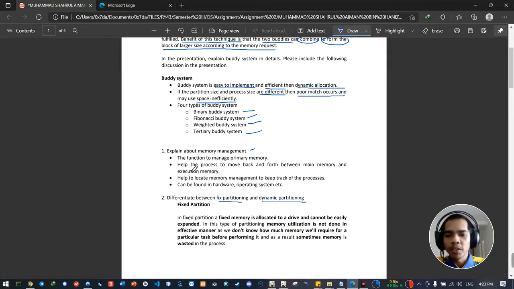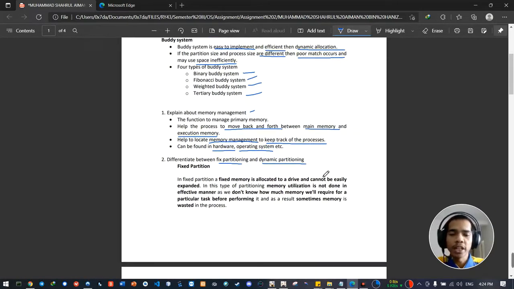Memory management is a function to manage primary memory, and helps the process to move back and forth between main memory and execution memory. It helps to keep track of the processes. Memory management can be found in hardware such as hard disk and solid state drive. Also, operating system.